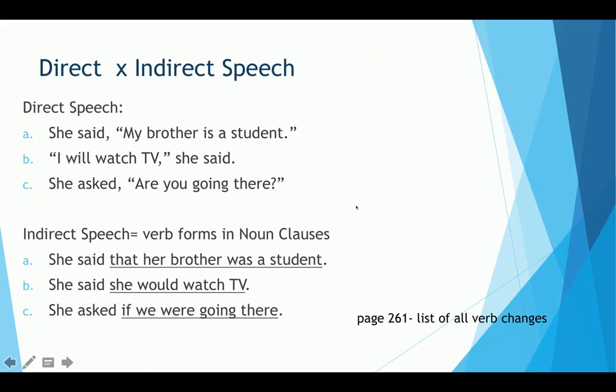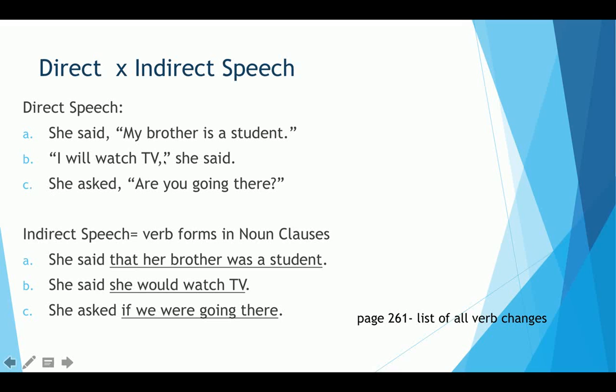Direct versus indirect speech. Direct speech: she said, my brother is a student. Now look at the indirect speech of the same sentence. She said that her brother was a student. Here you need to be careful with the verb changes. If you go to page 261, you will find a list of all verb changes.